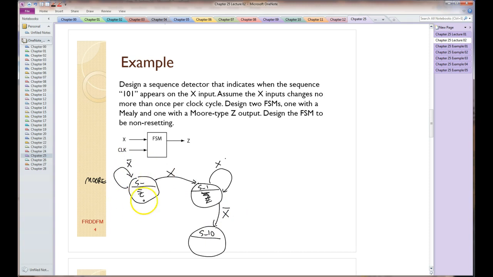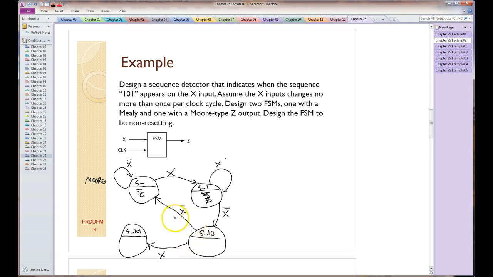Okay, and so this first state, I have 2 arrows leaving it, X and X bar. Same with this state, 2 arrows leaving it. That's good. So here we go. This is my S underscore 101, and I get that when I have an X. Otherwise, if I have a 0, which would be 100, that's my X bar. I go back to the beginning because 00 is not in the sequence. I have to start over. So this state has 2 arrows leaving it, an X and X bar.